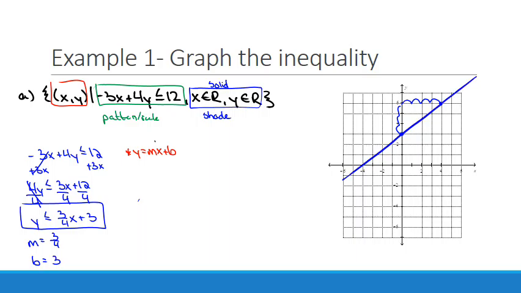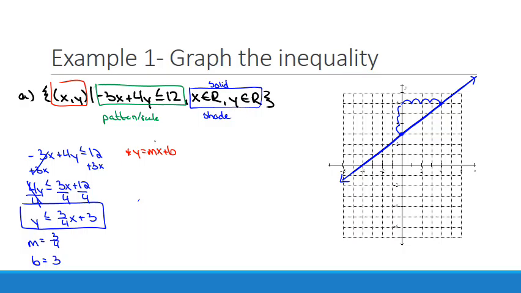And then there's one more step with inequalities. With an inequality, you have to then shade to represent that range of answers possible. Because now we're not just looking at a value of x, but we're looking for this combination of x and y that would fit this pattern or rule, this negative 3x plus 4y is less than or equal to 12.